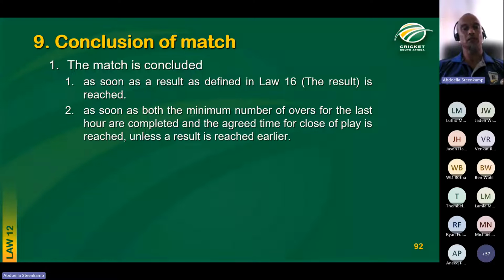The match is also concluded as soon as both the minimum number of overs in the last hour are completed and we've reached the agreed time for close of play. I mentioned in the previous slide, a minimum of 20 overs needs to be bowled in the last hour. So in our Test match from 4 o'clock to 5 o'clock, you need to bowl 20 overs. Let's say we get to 5 o'clock and the fielding side has bowled 20 overs, then the match is concluded if a result was not reached.